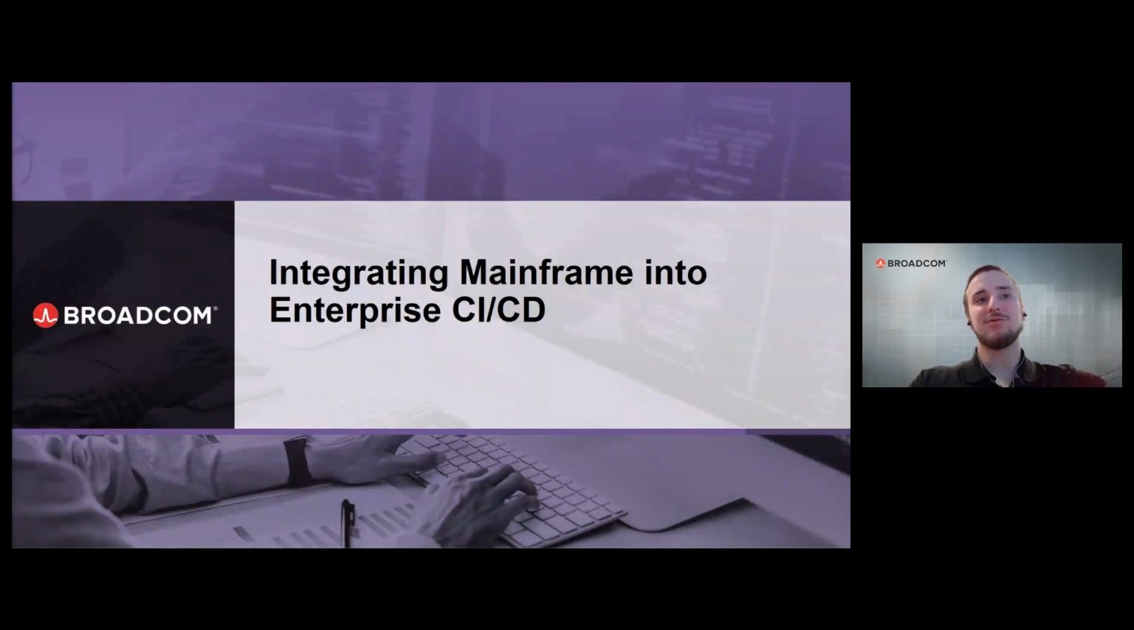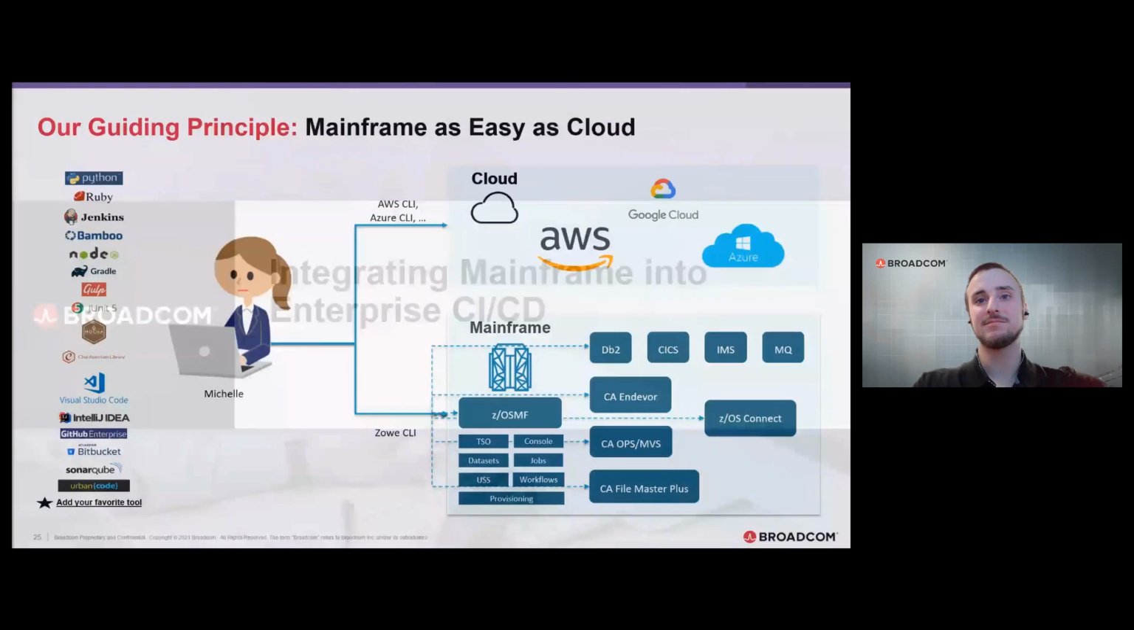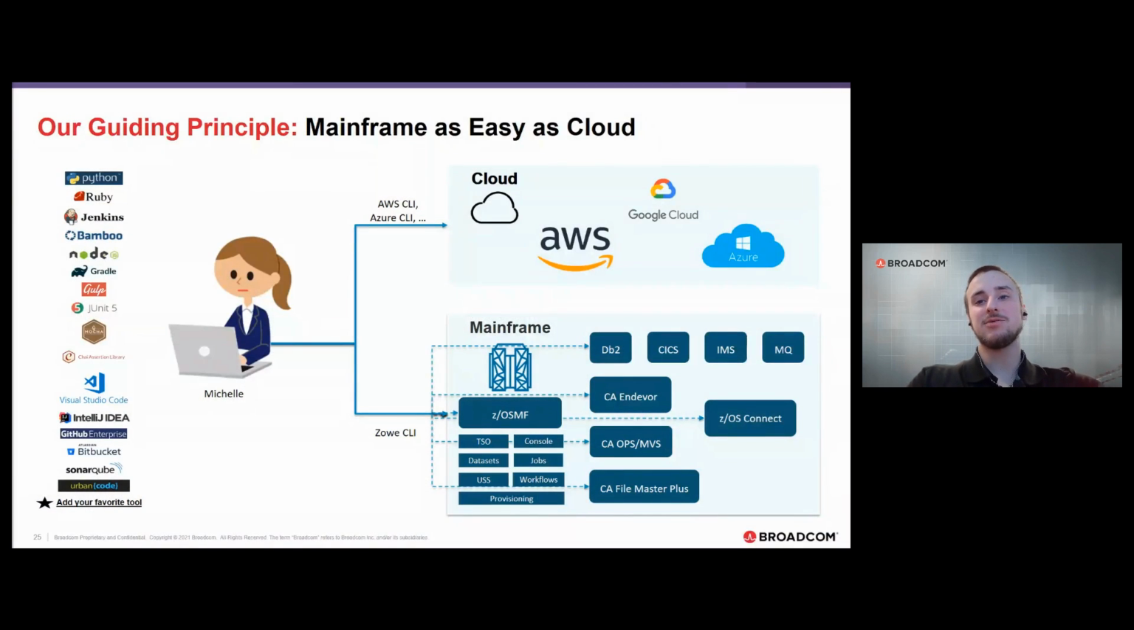Now moving on to integrating mainframe into enterprise CI/CD. Here we see the Zowe CLI bridge the gap between modern tools and the mainframe. Up till now, I've been talking a lot about all the open source tools that this enables, as shown here on the left: languages like Python, CI/CD tools like Jenkins, things like that. But as I mentioned earlier, we've seen an emergence of REST APIs on the mainframe, and these APIs enable remote access to various services. A tool like Zowe CLI allows for real-time exploration of services and enables automation to be rapidly developed.